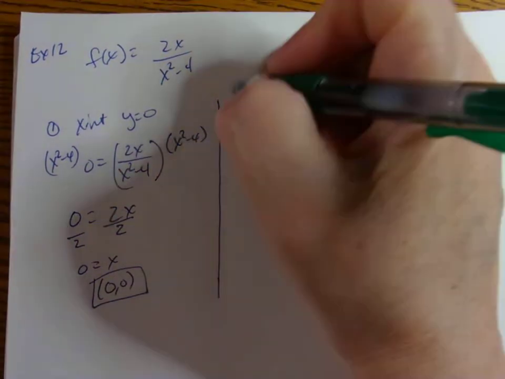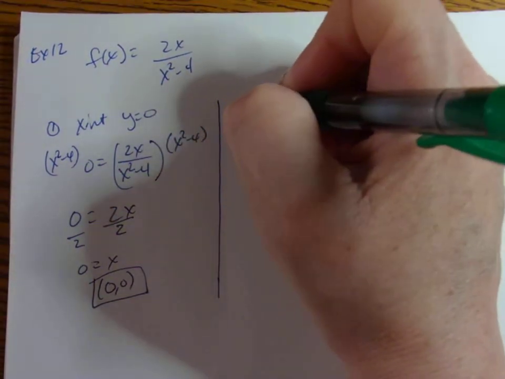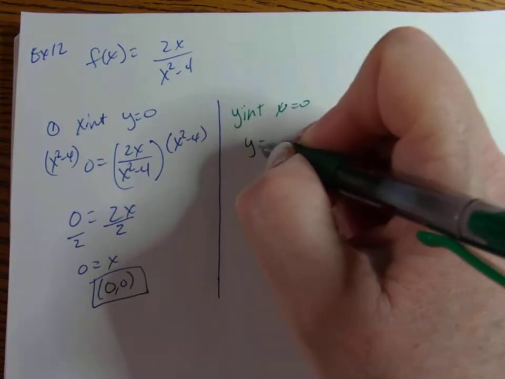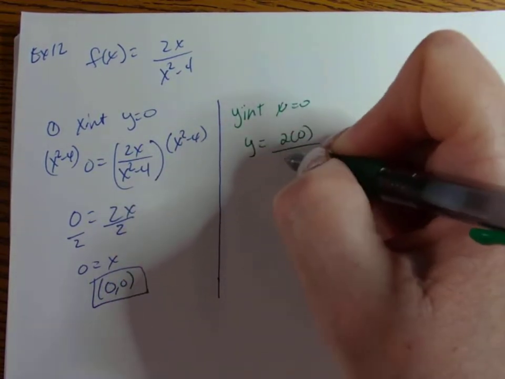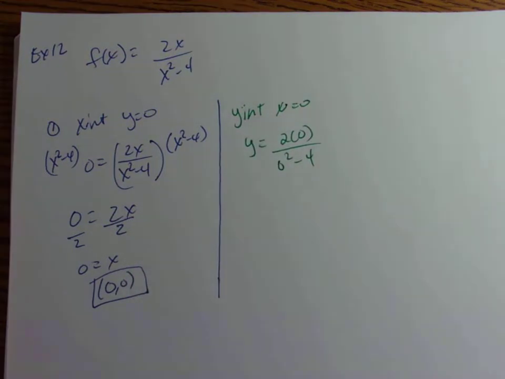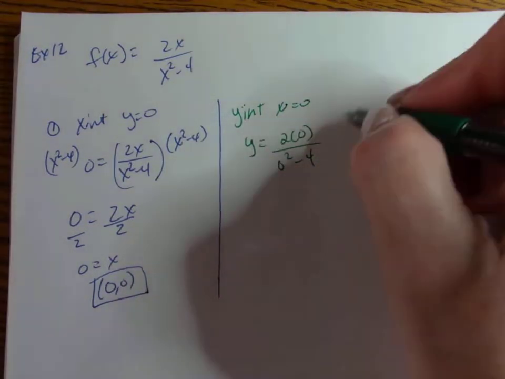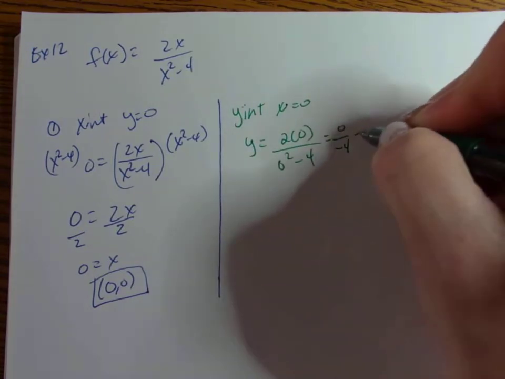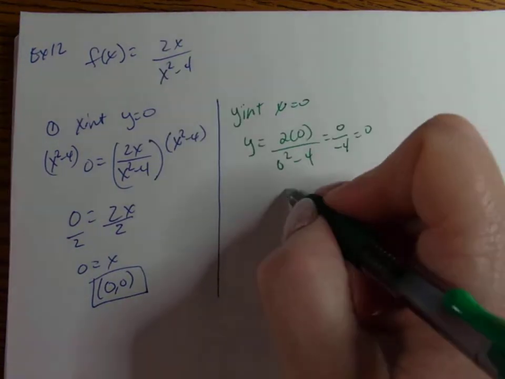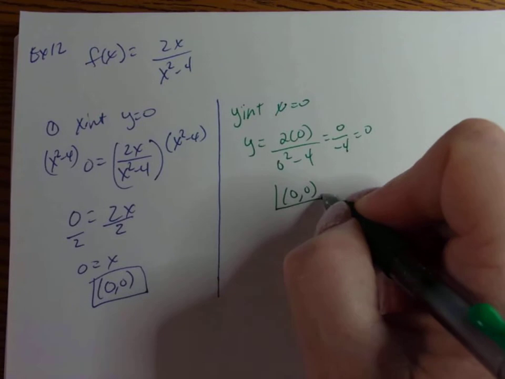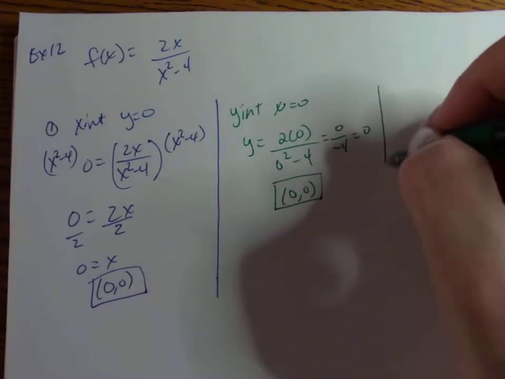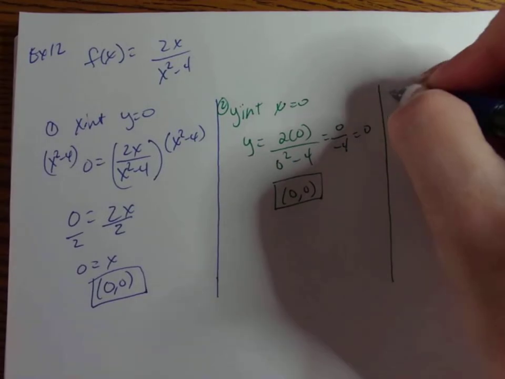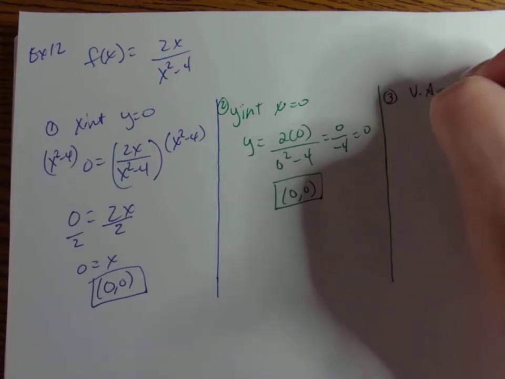Okay, let's go find that y-intercept. Y-intercept is when x equals 0. So y equals 2 times 0 over 0 squared minus 4. So this will get us 0 over negative 4, which is still 0. So our point will be 0, 0. Our third step will be to find our vertical asymptote.